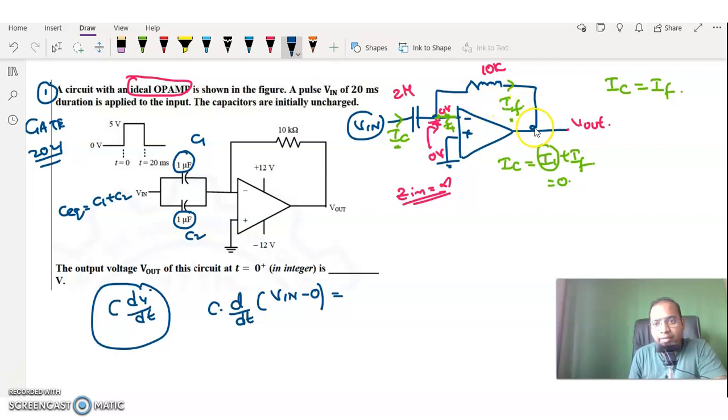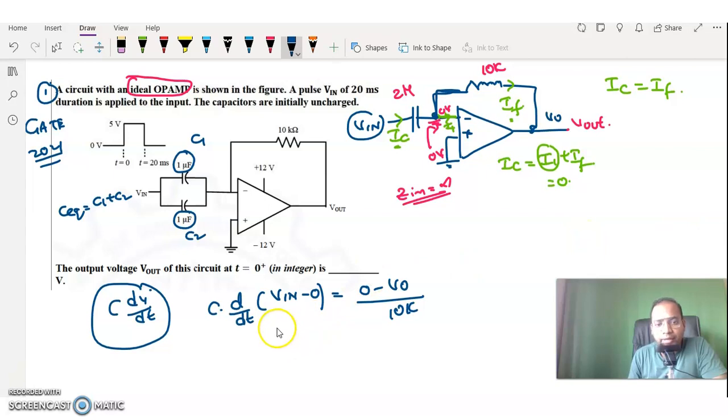And coming to the IF, it can be given as: starting voltage is 0, because the IF is starting like this, and this starting voltage 0 minus ending voltage V0, that is here, divided by resistance, that is 10 kilo ohms. So now I got like this: C into d by dt of Vn is equal to 0 minus V0 by 10k. Okay.